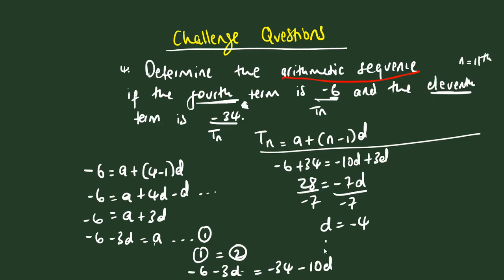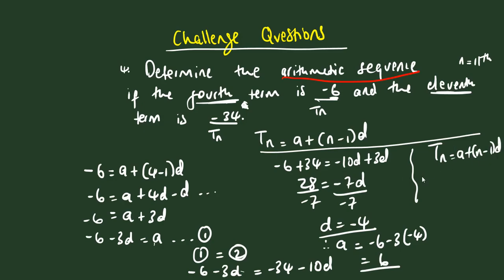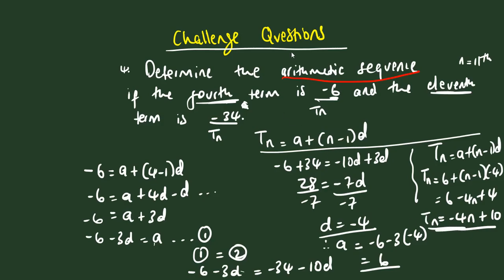Now that I know d, I can now find a. Therefore my a will be equal to -6 minus 3 times -4. Then I put that in my calculator: -6 minus 3 times -4. Then I have 6. Okay, therefore d is -4, a is equal to 6. Therefore, since Tn is equal to a plus (n minus 1)d, I'll have Tn is equal to 6 plus (n minus 1) times -4, which means 6, and then -4n plus 4, and then -4n plus 10. That's my Tn. And with that Tn, you can now determine the sequence by finding T1, T2, T3.